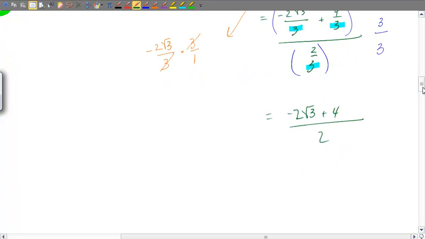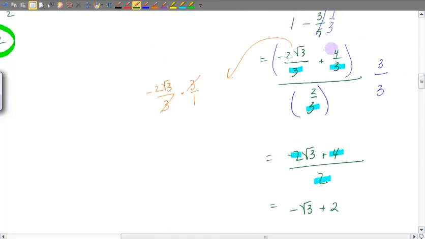Again, I can reduce this fraction because this 2 divides into that 2, and the same 2 divides into that 4. As long as the same number divides into both of the top terms, I can reduce this, and it becomes negative square root of 3 plus 2. That's a pretty complicated complex fraction. We're going to see this again later on in the next lecture, same lesson, where we use this property again.